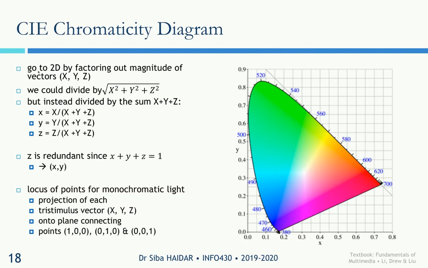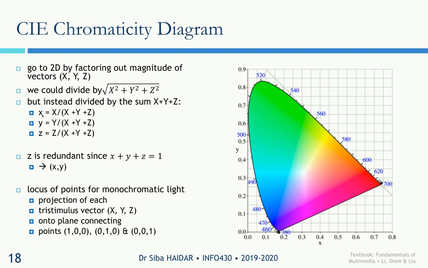And we wanted to go now to the two-dimensional space. In order to go to two-dimensional space, we factor out the magnitude of the vectors X, Y, and Z capital. How do we do that? We can normalize. This is a very well-known technique. We can normalize by dividing, for example, by the root of the sum of squares. But they chose in CIE to normalize by dividing by the simple sum, not the square root of the sum of squares.